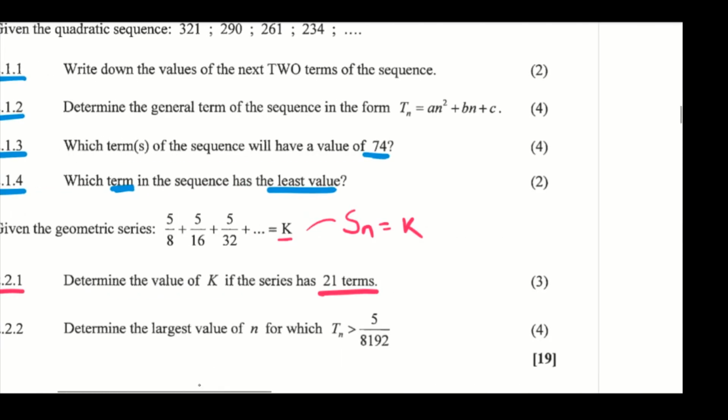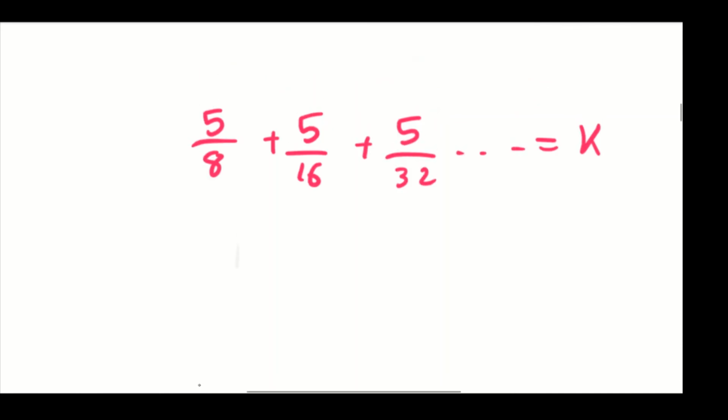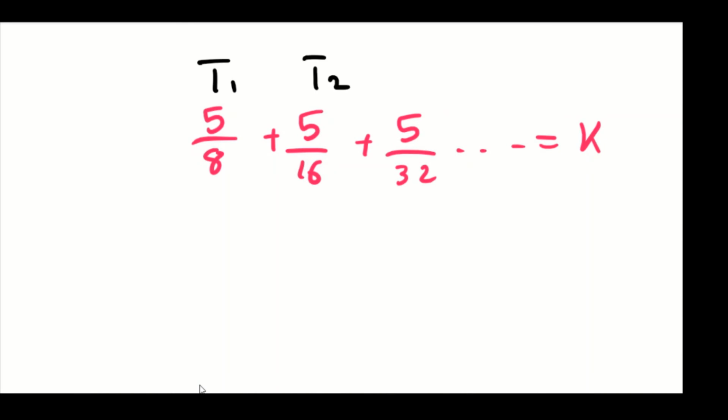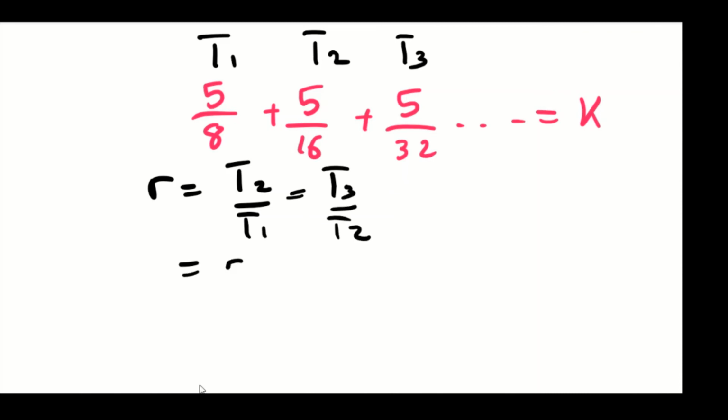So let me write the sequence. The sequence is 5 over 8, 5 over 16, and 5 over 32. So it's 5 over 8 plus 5 over 16 plus 5 over 32 being equal to k, and we're going to find our value of r. This is term number 1, term number 2, and term number 3. Because this is a geometric series, r is t2 over t1 equals t3 over t2. So term number 2 is equal to 5 over 16.